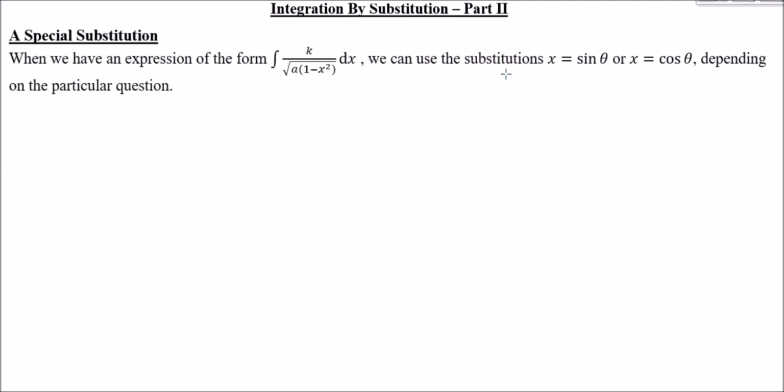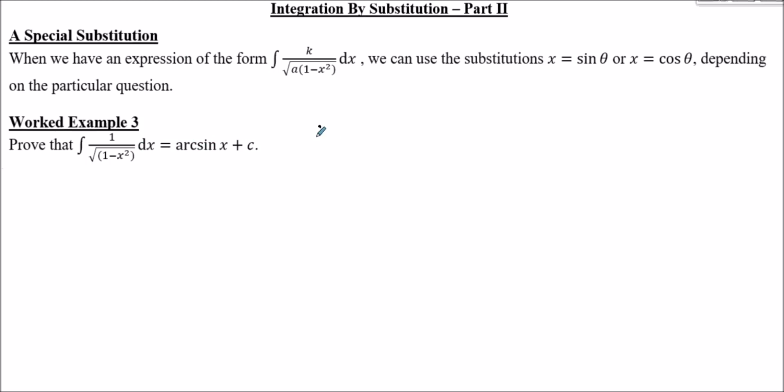we can use special trigonometric substitutions. We can either let x be sine theta or x being cos theta, depending on the particular question. So the particular question here, we're going to prove that this integral goes to arc sine x plus c. We're talking in terms of sine x, so that's going to be the clue that let's just check using the substitution x equals sine theta.